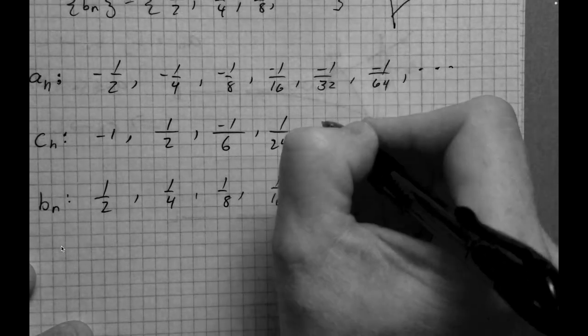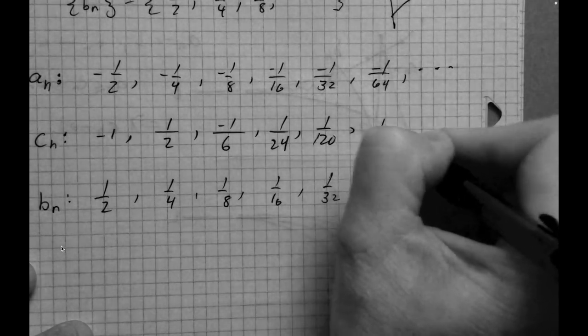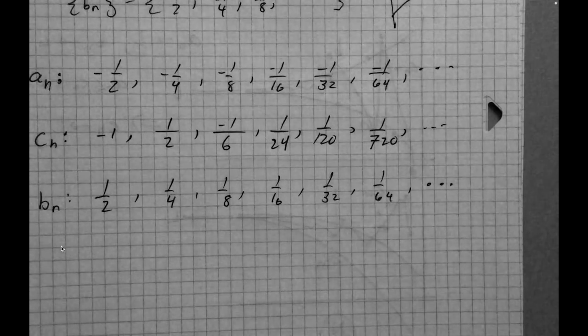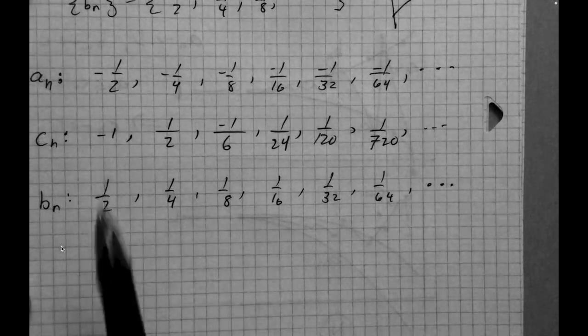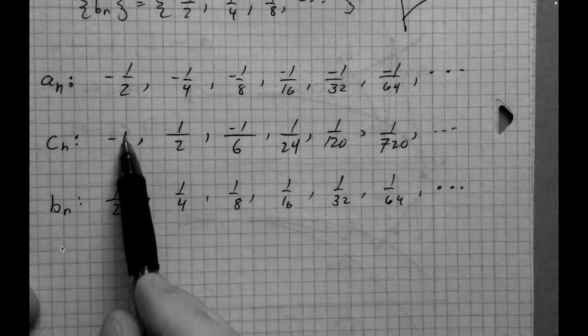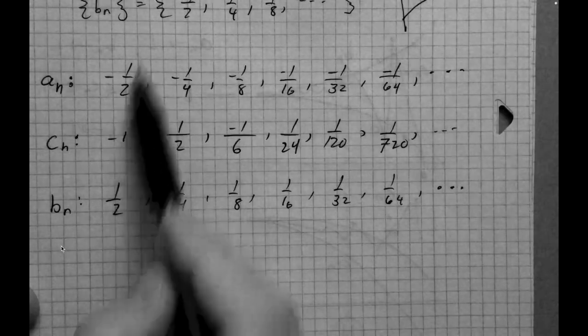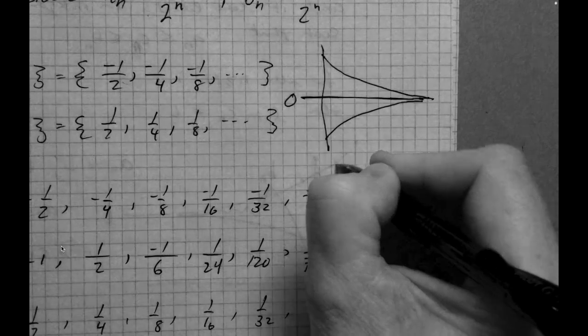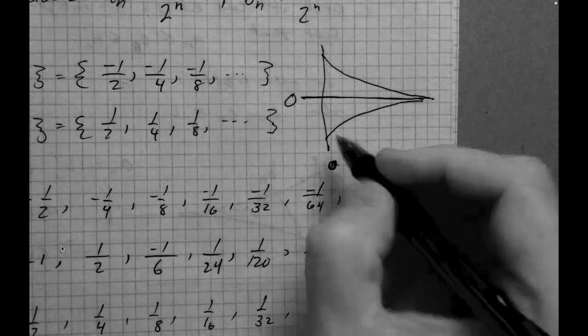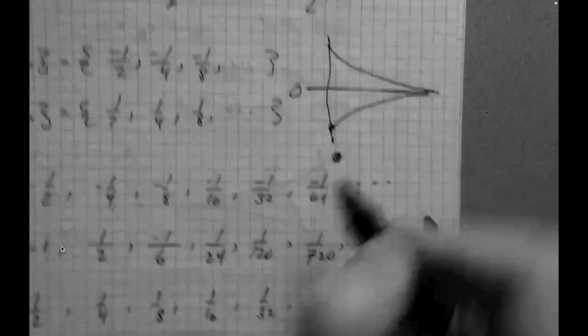And then you've got 1 over 120, and then 1 over 720, and so on. Okay, so notice here, the first term, C of n, is outside of the range of A of n to B of n. If you think of it like this, it's -1, so it's way down here, right? Whereas your A of n is -1/2, so it's outside.